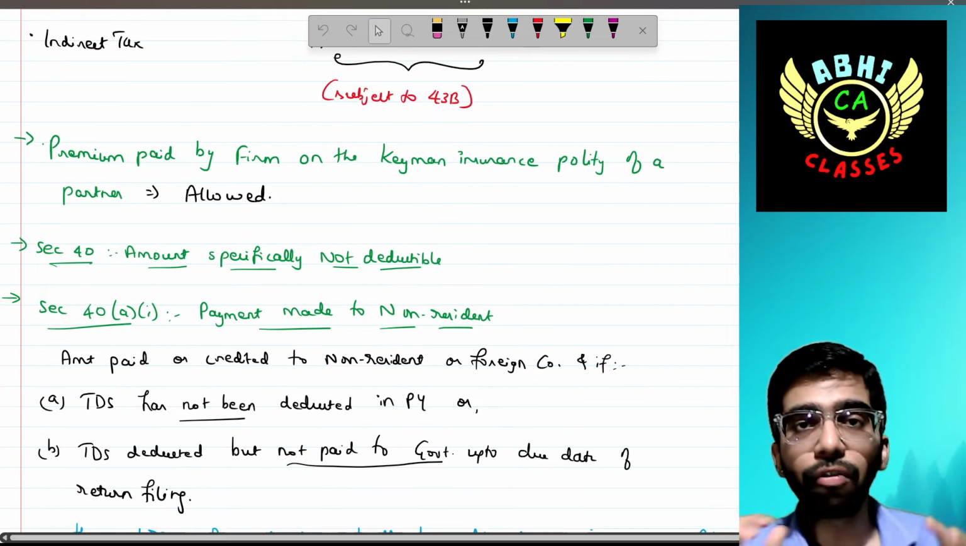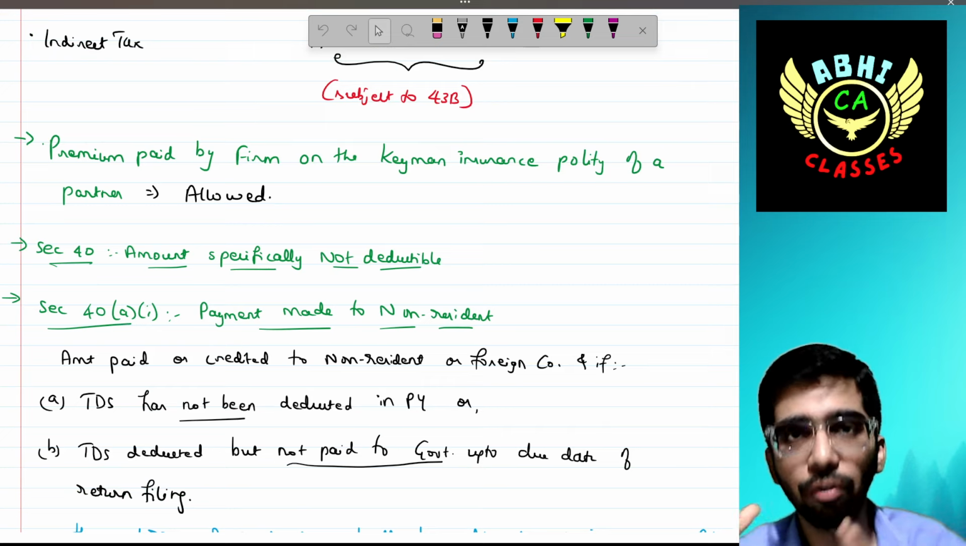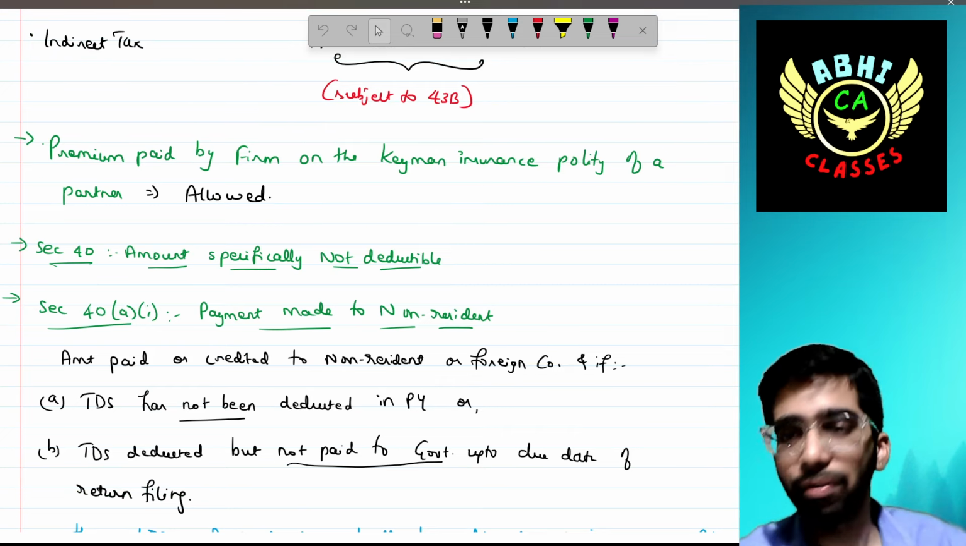Okay. Section 40A(1). This we would complete in the last part of this chapter, that is part 5, which we are going to publish in the upcoming few days.